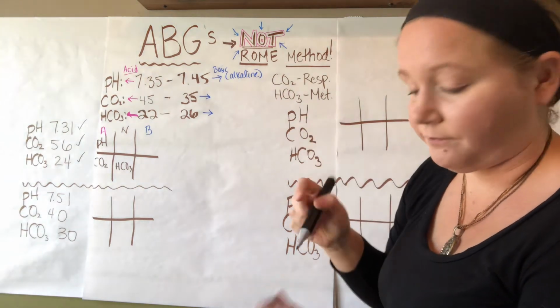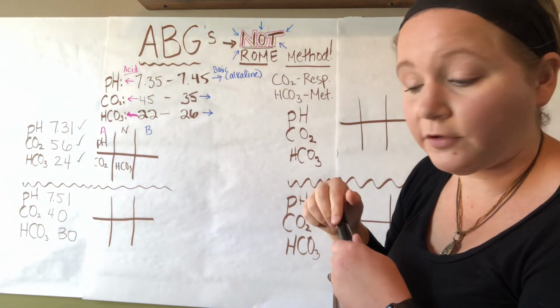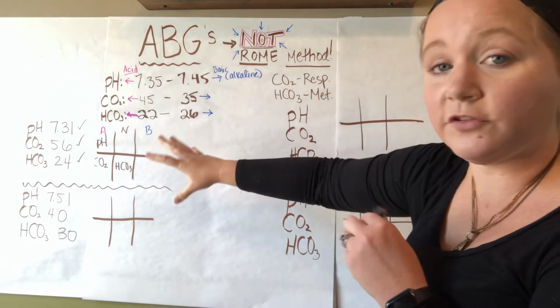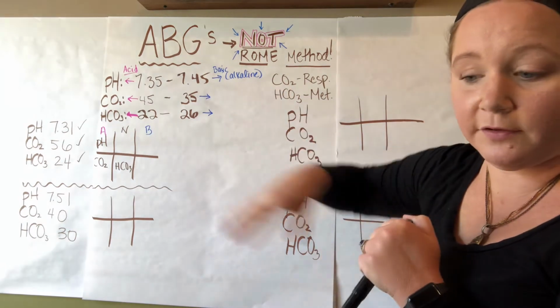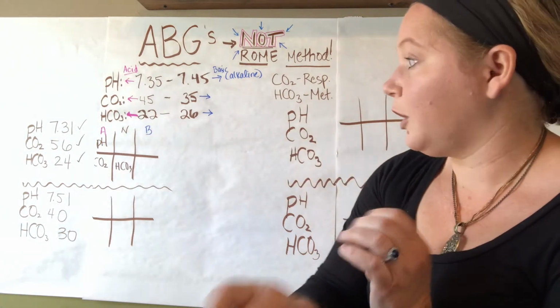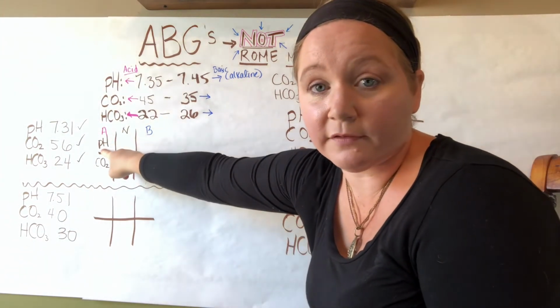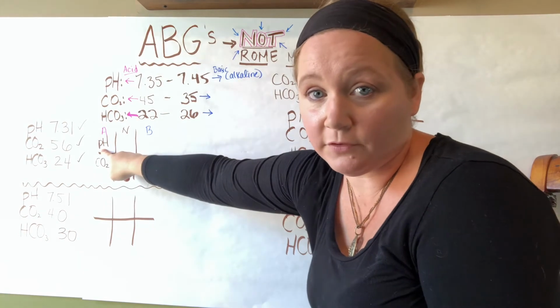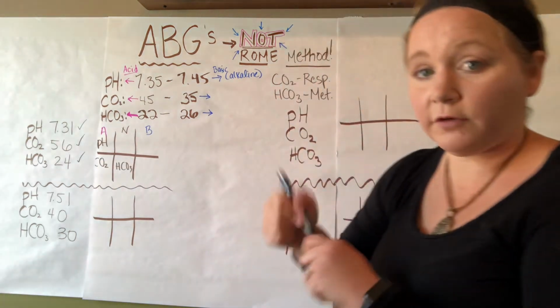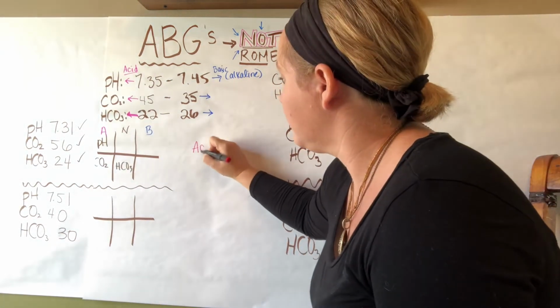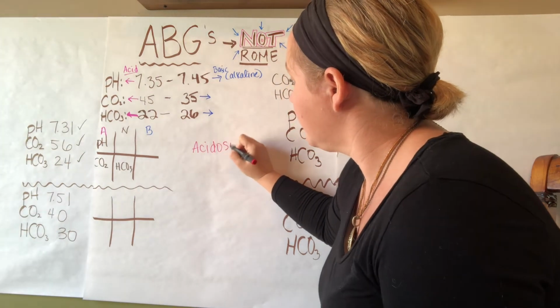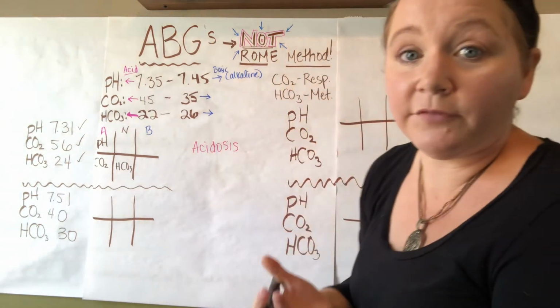Back to naming. pH always tells you what you're in. Always start with your pH. Once you get it in this grid, naming it becomes a lot easier. So our pH in this grid is literally sitting in the acid side, right? So I'm in acidosis because it's in this side. So I know I can call it acidosis. But now we need to figure out what kind of acidosis.